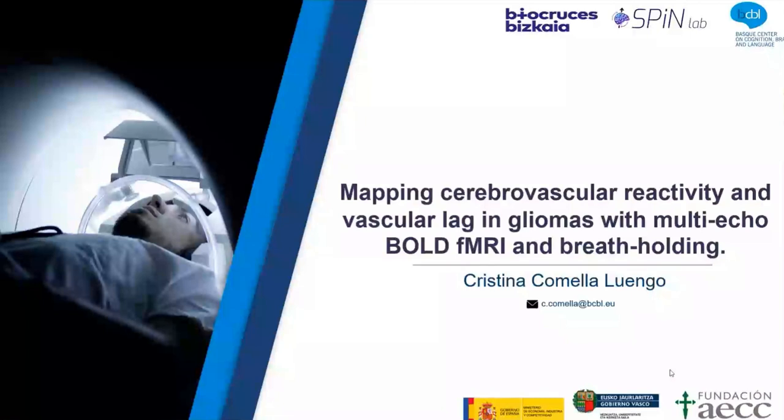My name is Cristina. I'm a master's student working at the BCBL, Basque Center on Cognition, Brain and Language, in San Sebastian. And I'm going to talk about, as I said, mapping cerebrovascular activity and vascular lag mapping in glioma with multi-echo fMRI.